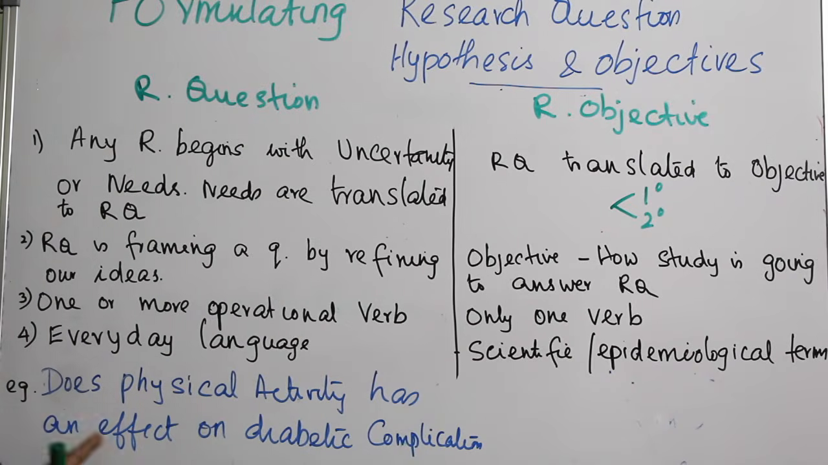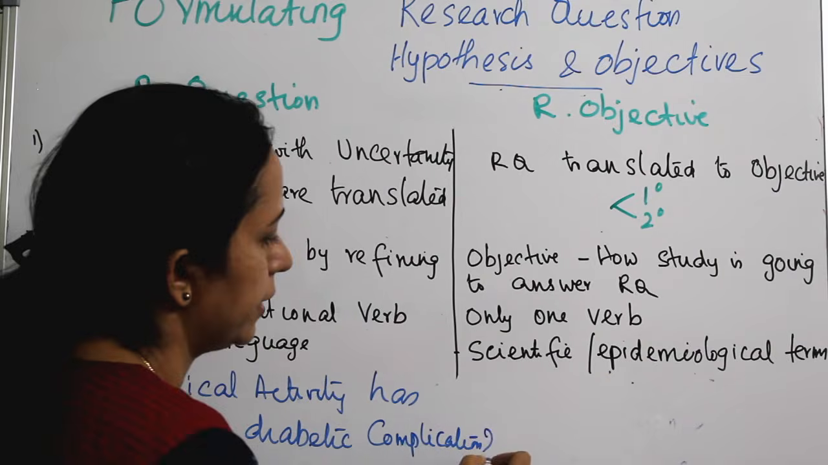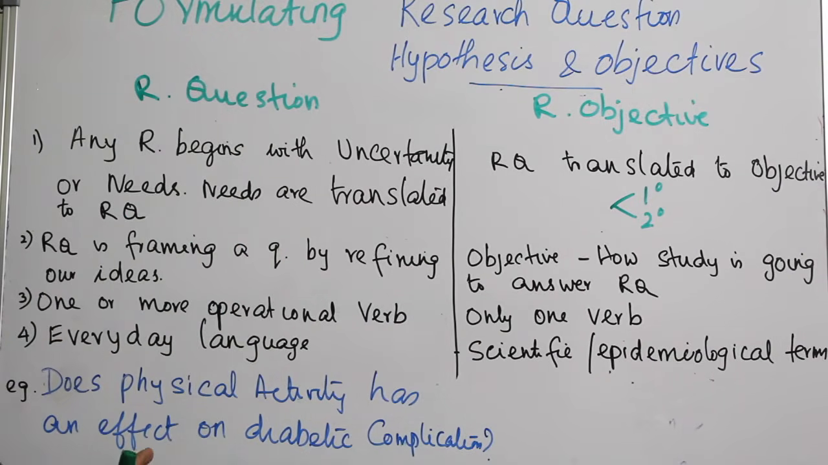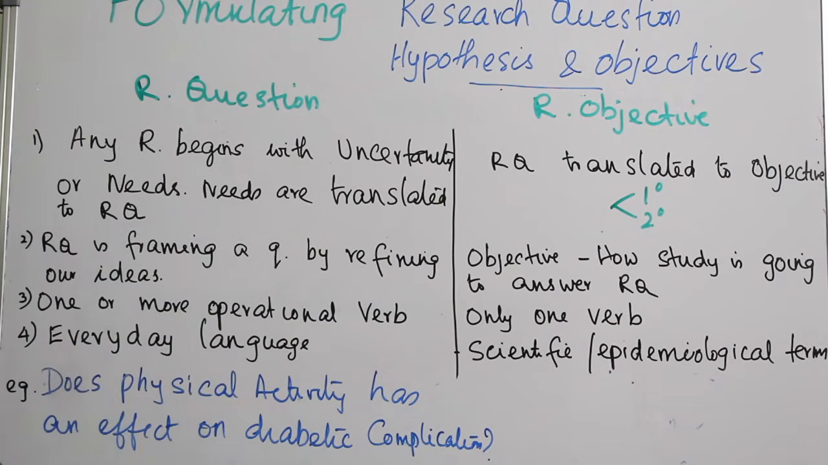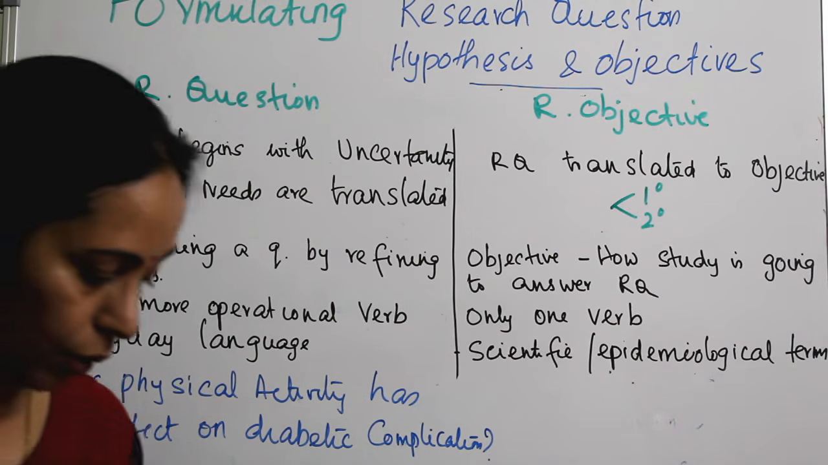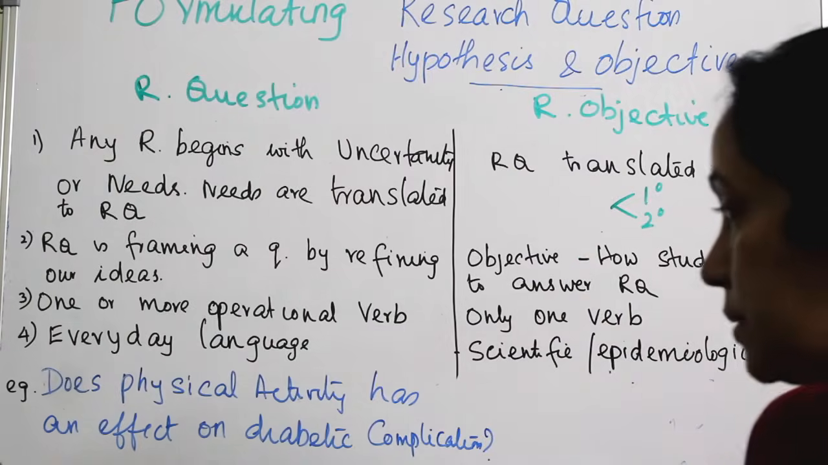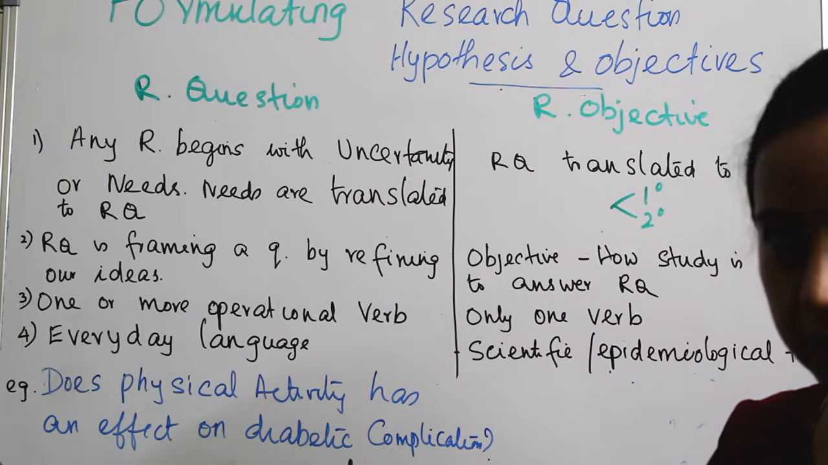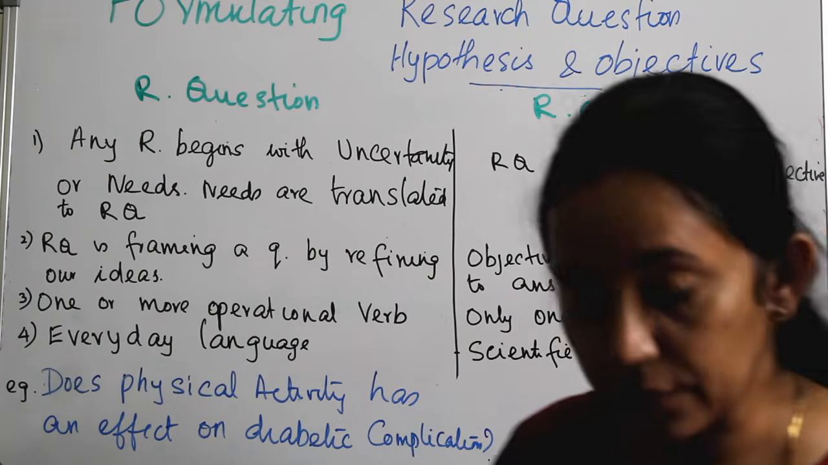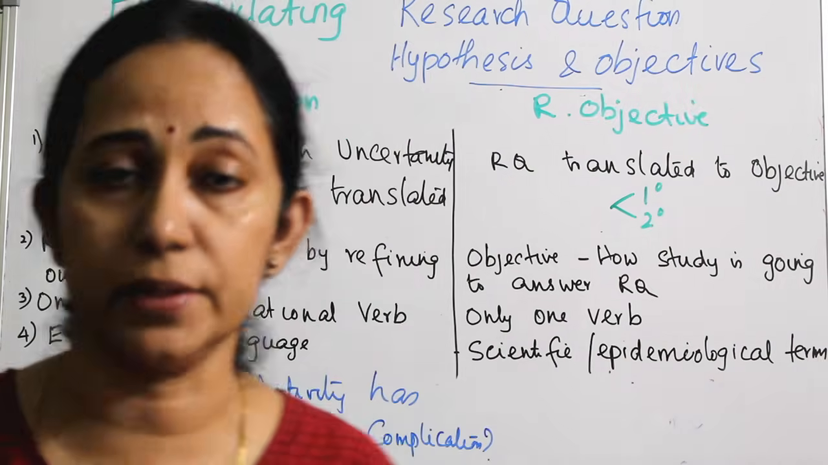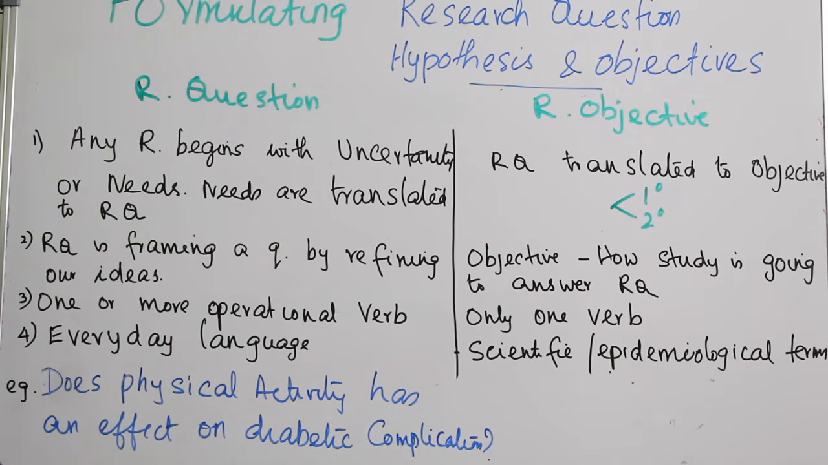So an example of a research question is, does physical activity have an effect on diabetic complication? It's usually written as a question. So question mark should be there in research question. How will you change it into an objective? So first think of what is the type of study you are going to conduct. Whether this is a descriptive study or whether this is an analytical or an experimental study. Usually we need a descriptive study for this, isn't it? We are just observing what is happening there. We are not doing any interventions. So this is actually a descriptive study.